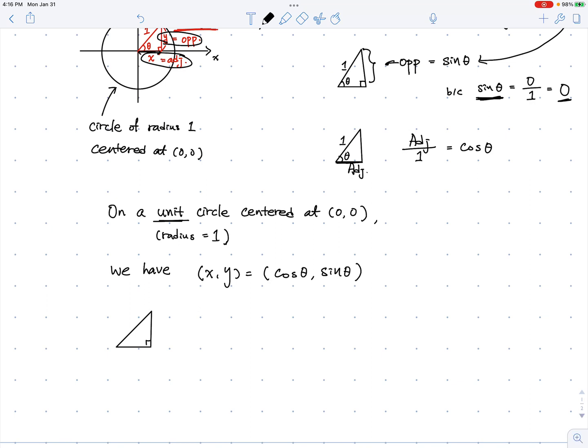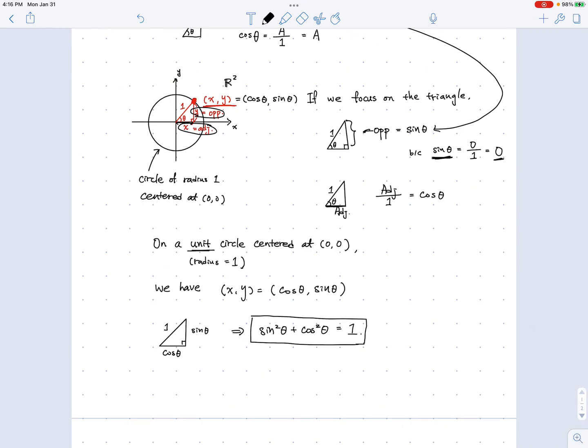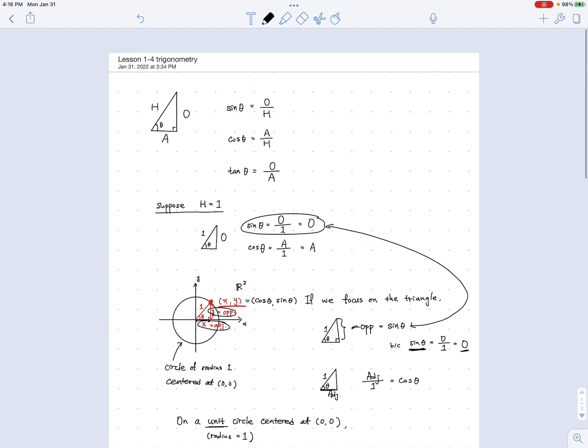Okay, and again, if we just look at the triangle, now we have the hypotenuse is equal to 1, the opposite is equal to sine theta, the adjacent is equal to cosine theta. Now by the Pythagorean theorem, we would have sine squared plus cosine squared is equal to 1. Okay, so this would be another formula that you should know.